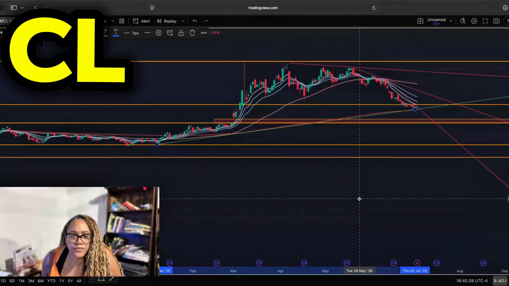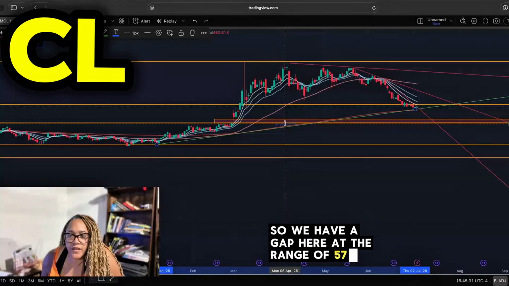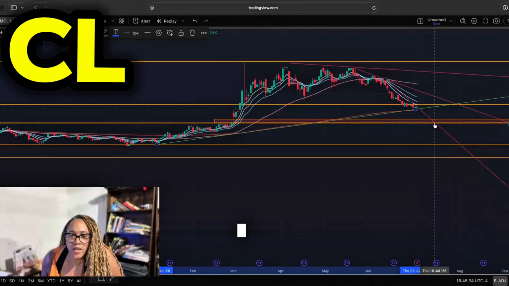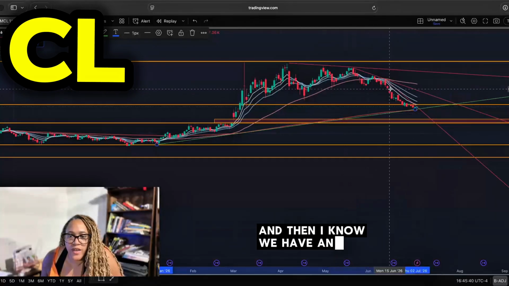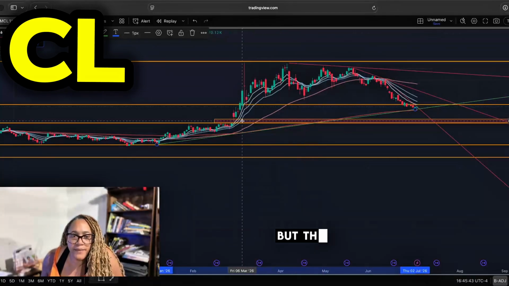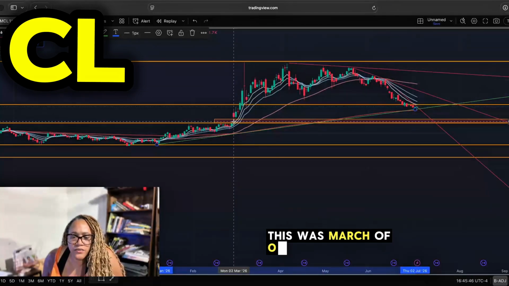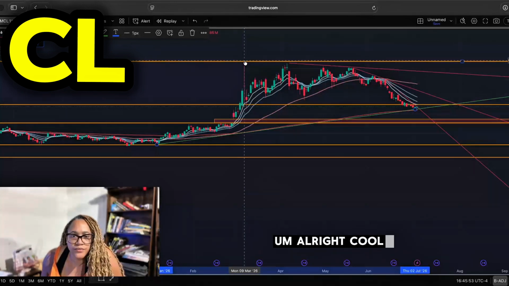All right, cool. So we have a gap here in the range of 57 to 60. Seems like we are coming down towards this area of gap so that all gaps will be closed. And then I know we have another gap up here. But this took a while to get to. This was March of 06. Oh, 26. Okay, so that wasn't too long. All right, cool. Anything else?